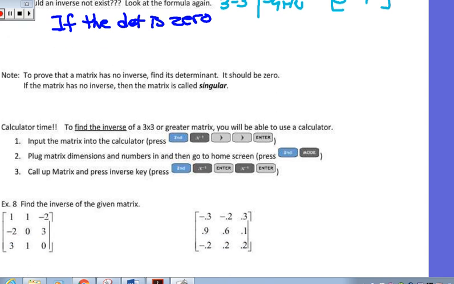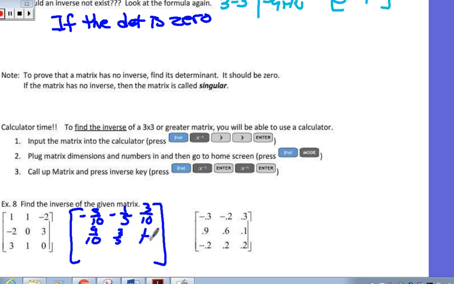Inverses and determinants can also be found on the calculator. Again, this is just directions on how to do that on the TI-84. I will not be doing that in this video. If you do want to give it a try, the answers here should be negative 3 over 10, negative 1/5, 3 over 10, 9 over 10, 3 over 5, 1 over 10, negative 1/5, 1/5, and 1/5. When you do this on the calculator, it is going to give you decimals to begin with. Just go ahead and change those to fractions.